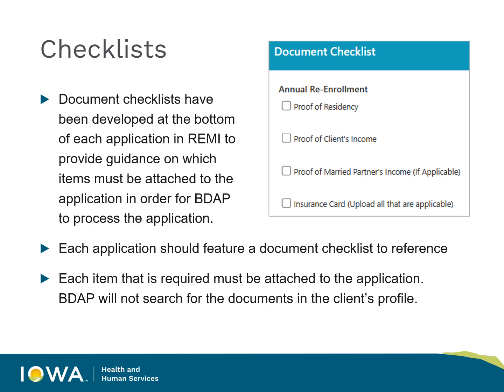And this is because if we receive a HRSA audit, which we do every so often, we are asked to provide proof that we determined a client was eligible for the program. And it is much easier on all of us if we can say, here's the application and here are the documents that were attached to the application at the time of submission, versus our team going in and trying to figure out which documents we may have used to determine eligibility.